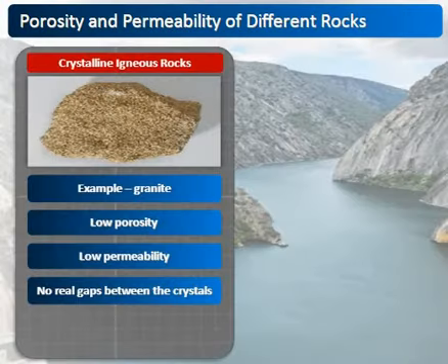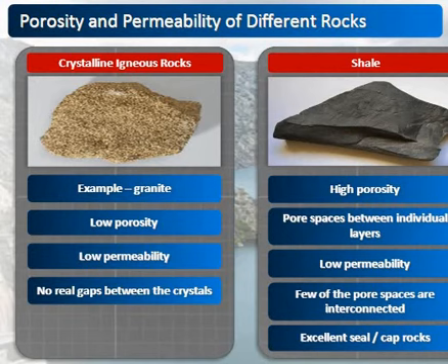Igneous rocks are usually crystalline. This type of rock has almost zero porosity and permeability because there are no real gaps between the crystals. Shale is a good example of rock with high porosity and low permeability. High porosity due to the pore spaces between the individual layers of clay minerals, but low permeability because few, if any, of the pore spaces are interconnected. This also makes shale an excellent seal or cap rock for reservoirs.